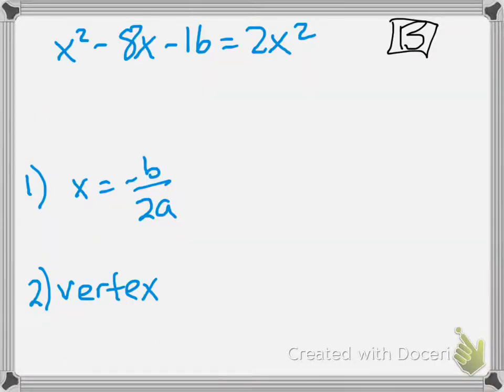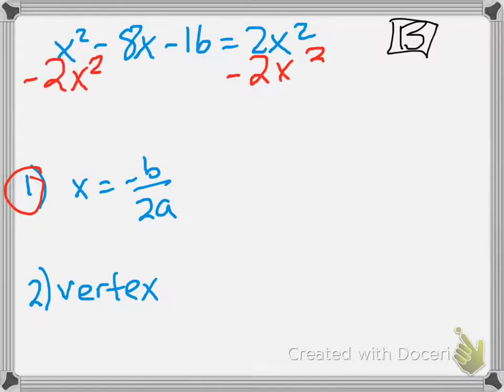Let's try the next one. This is B. X squared minus 8x minus 16 equals 2x squared. Before I could start my step 1, I have a problem. That equation is not in standard form. I need to make my 2x squared all on the same side.